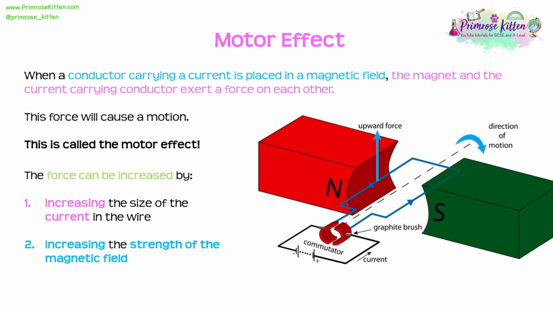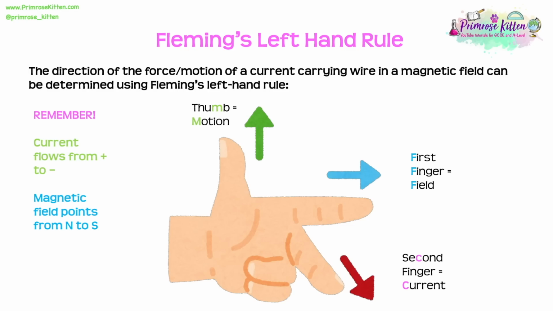And this force causes a motion. Now, this is something that we call the motor effect, and it is a really important phenomenon. So we might ask ourselves, well, how can we increase this force acting on this wire? We could increase the size of the current in the wire or the object, or we could increase the strength of the magnetic field, and those are the two factors that we need to consider.